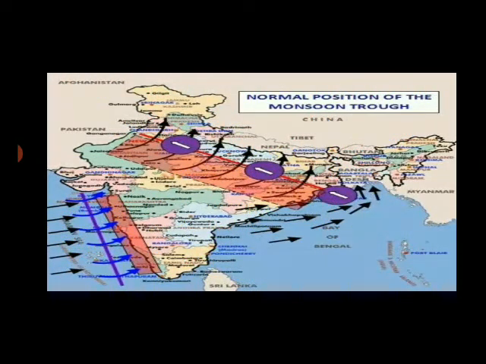This map is showing the normal position of the monsoon trough in India. You can have a look. This trough of low pressure is concentrated in two parts of our country, mainly along the western coast and the central parts of the Gangetic plains.